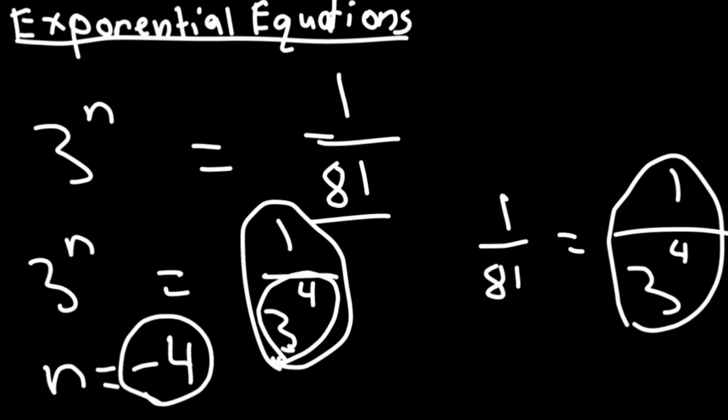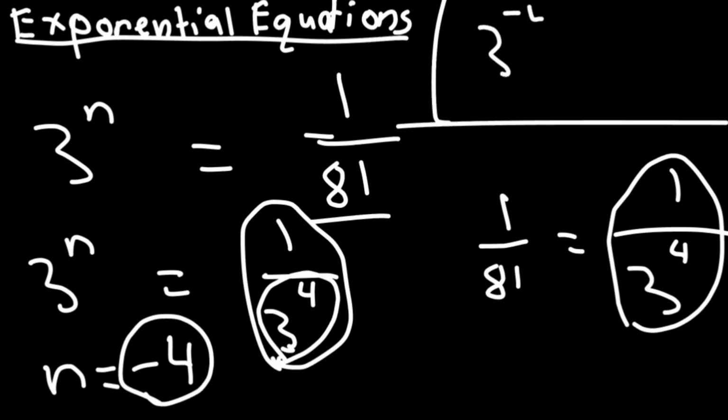Now we can check this. So if I have over here in the corner 3 to the power of minus 4, that just gives me 1 over 3 to the power of 4, which is 1 over 81. Therefore, n is equal to minus 4.